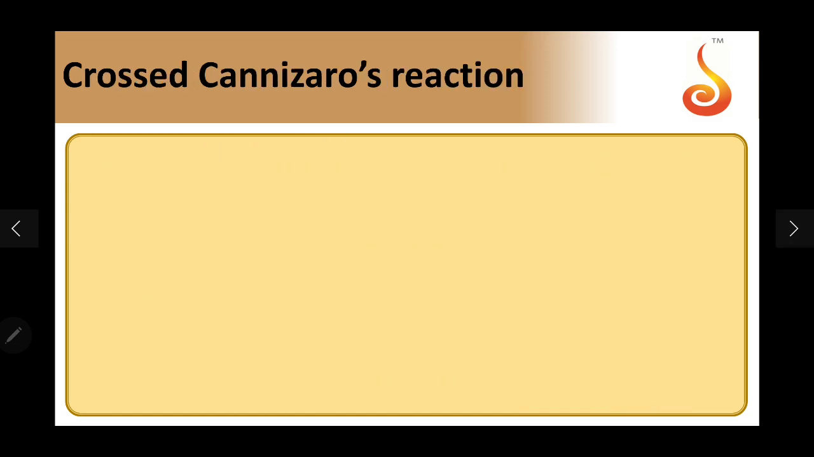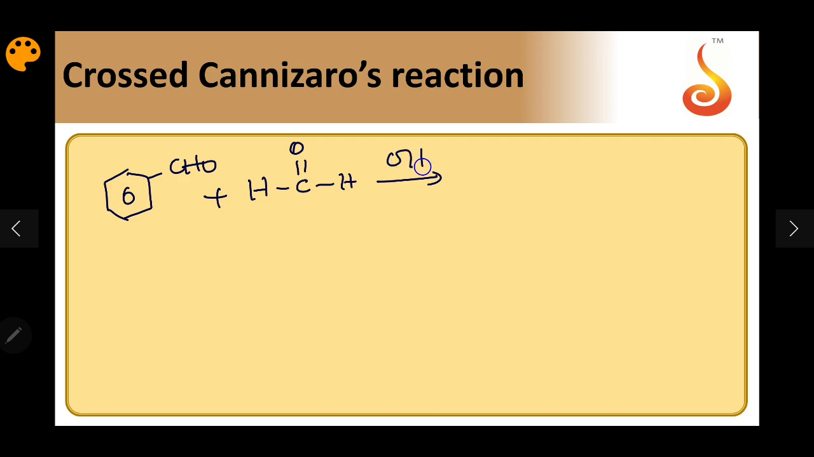The Cannizzaro reaction can also happen in a crossed manner, with two different molecules. Suppose I take, say, benzaldehyde plus formaldehyde. React this with OH minus. Now there are two possibilities, one can get oxidized, one can get reduced, but remember one thing, whenever I use formaldehyde as a reactant for Cannizzaro reaction, formaldehyde is always oxidized, it won't get reduced.